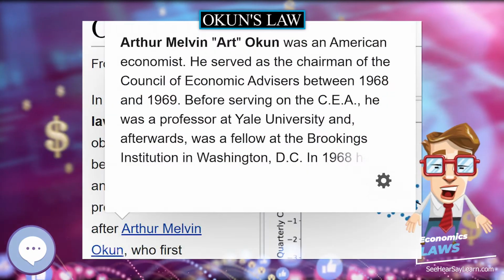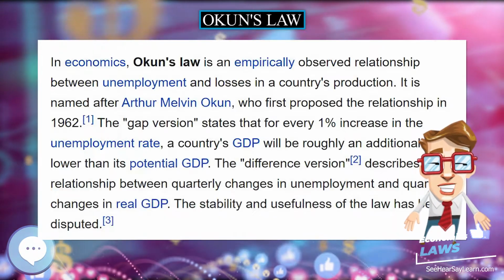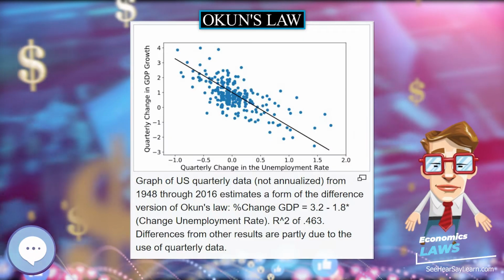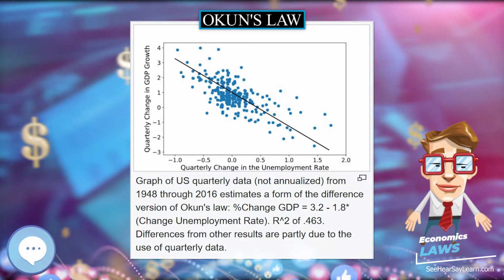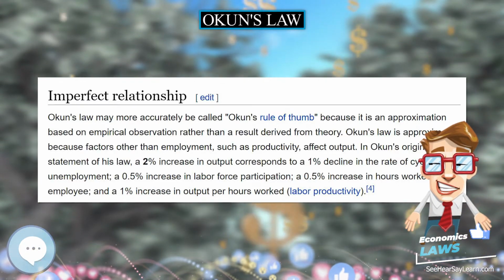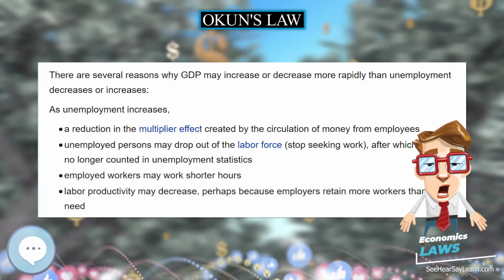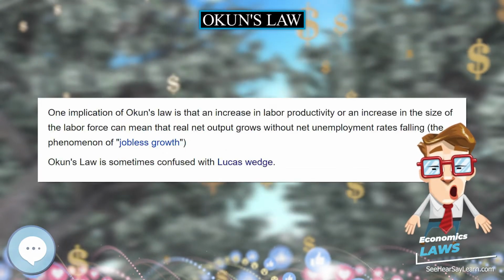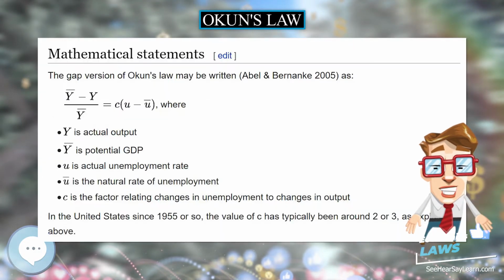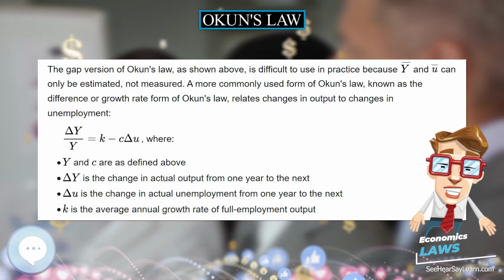In Okun's original statement of his law, a 2% increase in output corresponds to a 1% decline in the rate of cyclical unemployment, a 0.5% increase in labor force participation, a 0.5% increase in hours worked per employee, and a 1% increase in output per hour worked, labor productivity. Okun's law states that a 1-point increase in the cyclical unemployment rate is associated with 2 percentage points of negative growth in real GDP. The relationship varies depending on the country and time period under consideration.